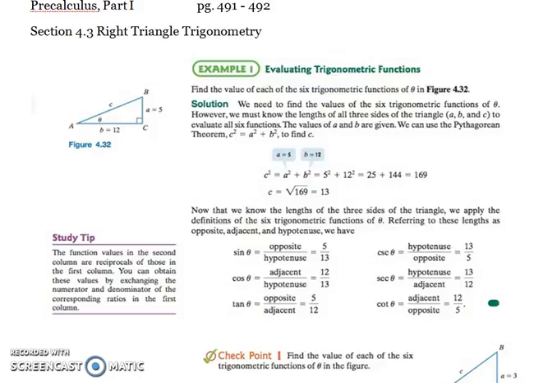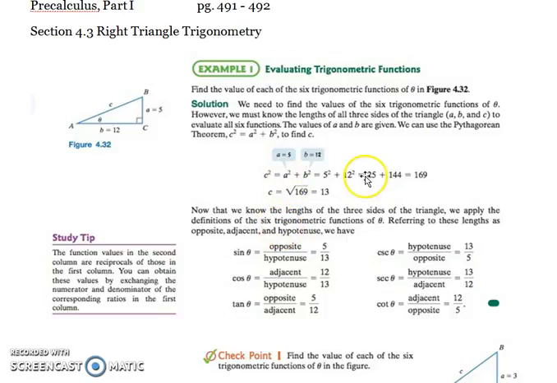This is Pre-Calculus Part 1, Section 4.3, Right Triangle Trigonometry, page 491 to 492, Example 1, Evaluating Trig Functions. The first thing that's going to happen is they gave you two sides. One side is 5, one side is 12. So because we know this is a right triangle, we can use the Pythagorean theorem to find that third side.